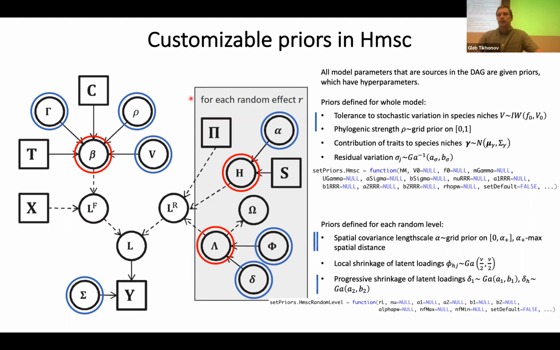And then regarding the second type of priors, those are defined for each random level separately. Those cover the spatial covariance length scales, alpha.